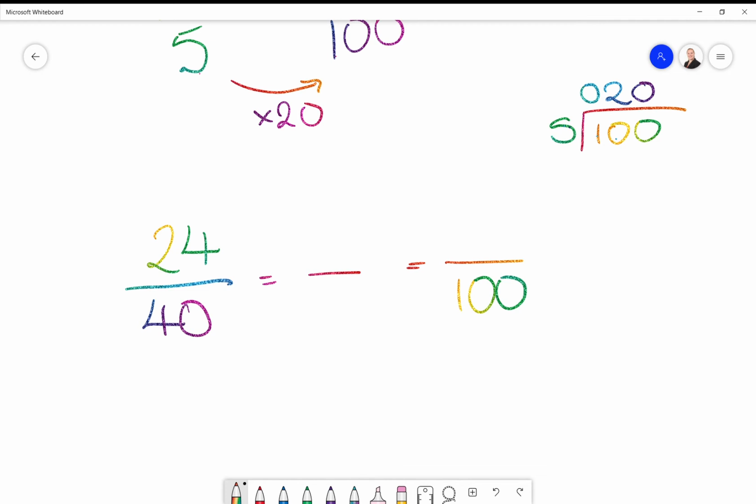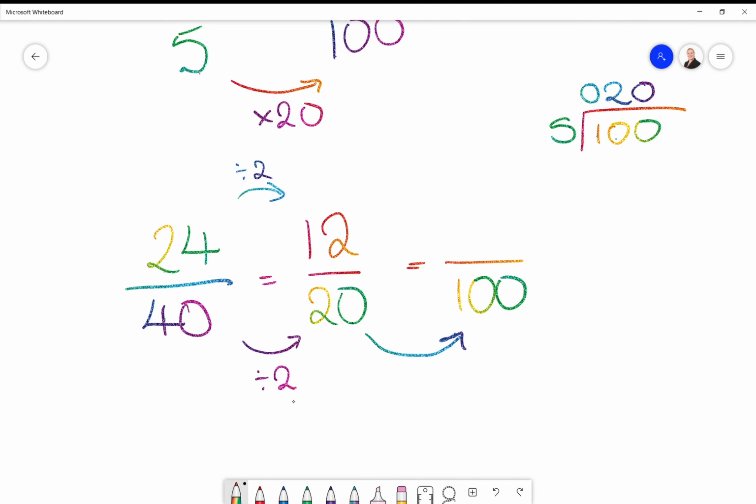Okay. So what do we notice about these two numbers here? We should notice that they're both even. So we can divide the top and the bottom by 2. So half of 24 is 12 and half of 40 is 20. Ooh, does that help me? Oh yes, look, because I can turn 20 into 100.